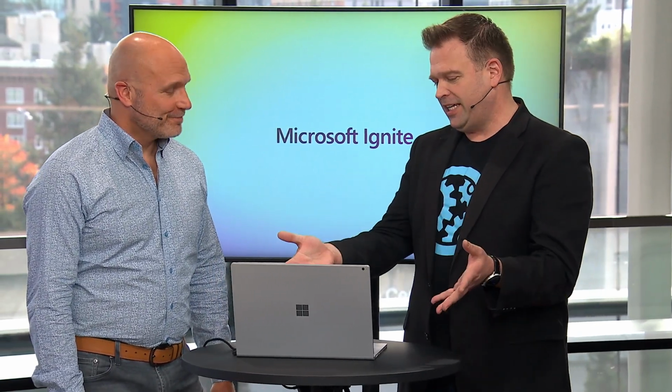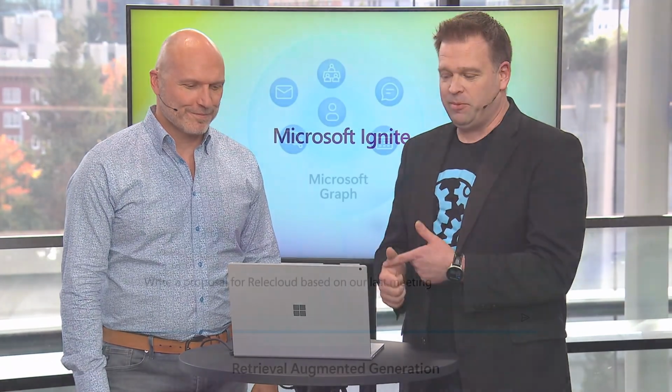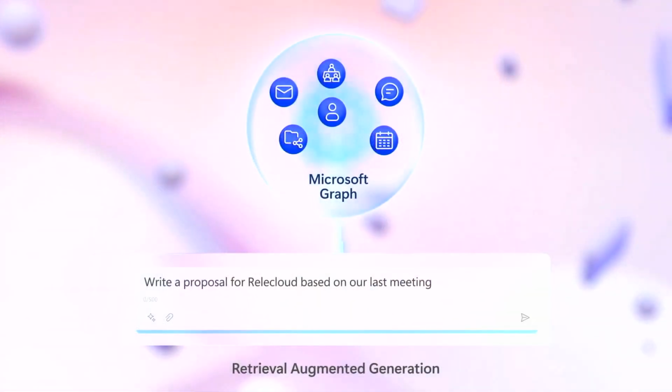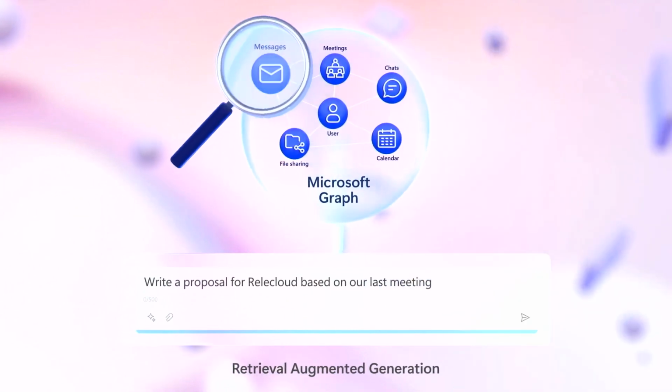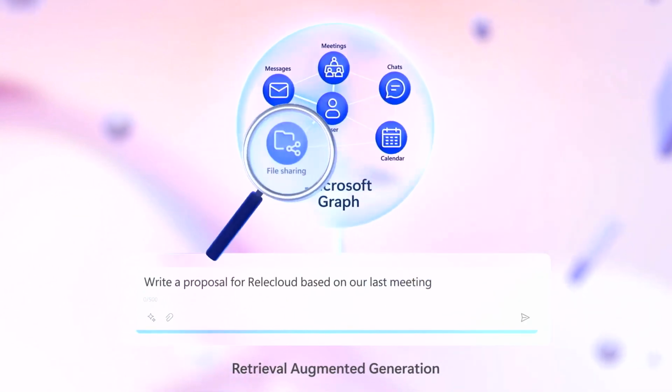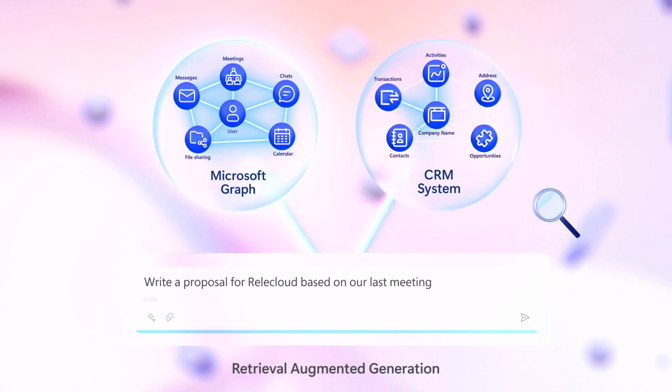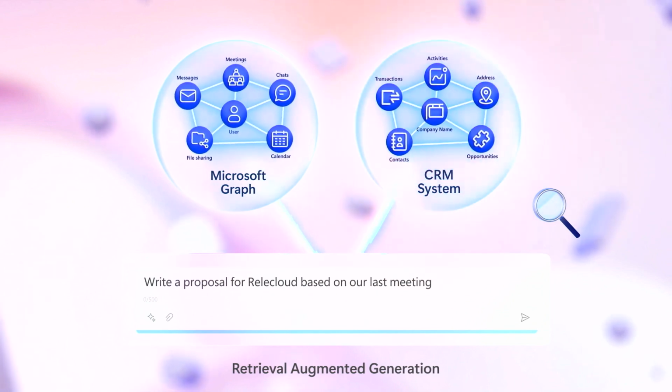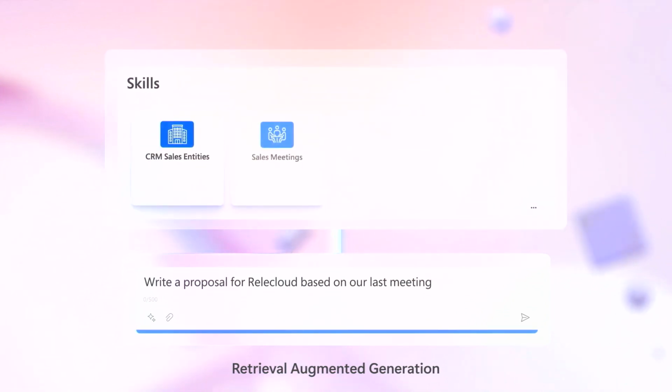So here you can see I've actually got a prompt, and this prompt has write a proposal for eeGG based on our last meeting. That means it's got to look up some information first in the Microsoft Graph. So that's the first piece that we need to connect together. There's calendar information, file sharing information. Then we have to make sure that we can get CRM information about the customer themselves.